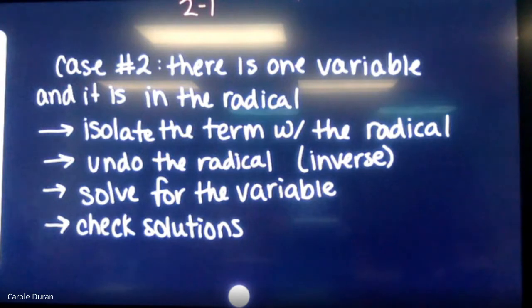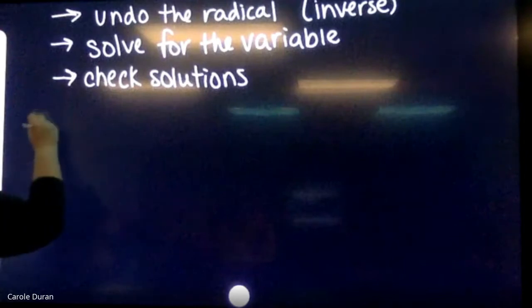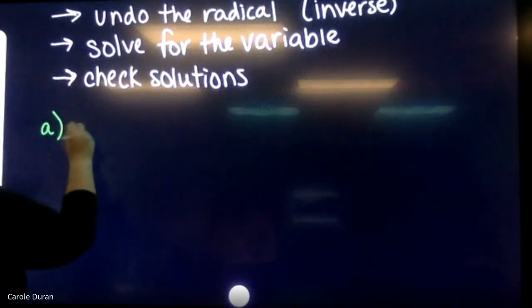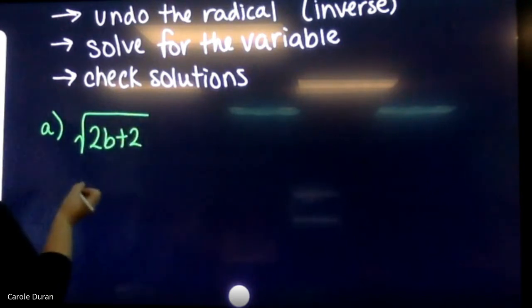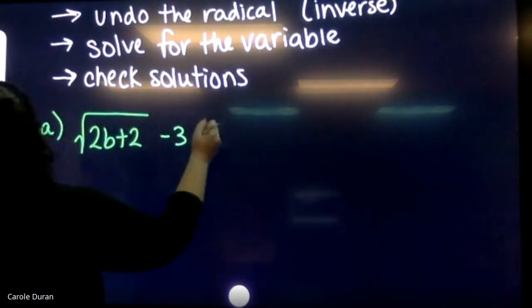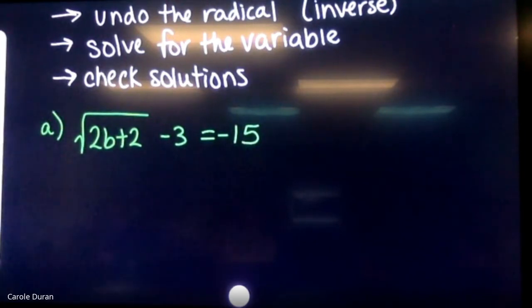We're going to do 2 examples on this one, and then the third one is yours to look at if you so choose. The first example is the square root of 2b plus 2 minus 3 equals negative 15. Before we get into this, I would like to address something that I saw a lot when you guys were graphing radicals.